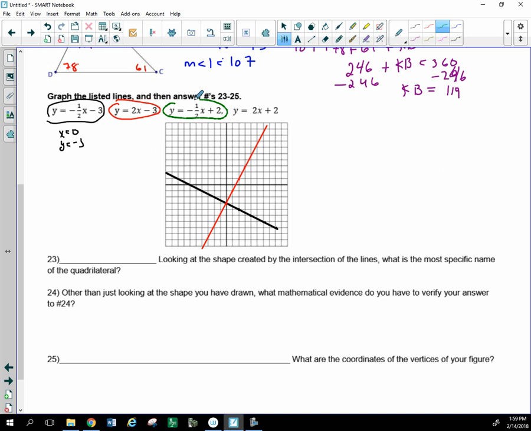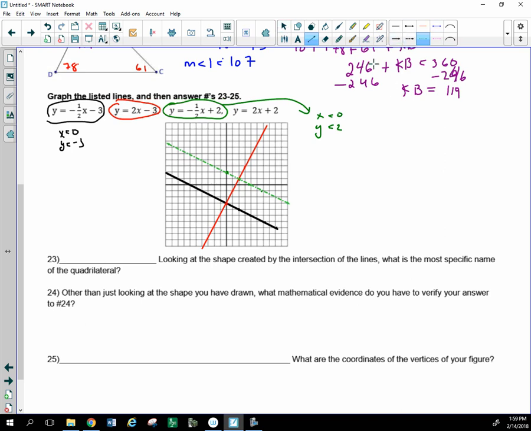All right. And then my next line will be a green line. If I put 0 in for x, that zeroes out the negative 1/2 x, so that means y is 2. So my new point is up here, and my slope says go down 1, right 2, down 1, right 2, down 1, right 2. All right, so this is my line, and it looks like it's intersecting with the other ones, so I'm going to draw in my line. And it should go something like that.